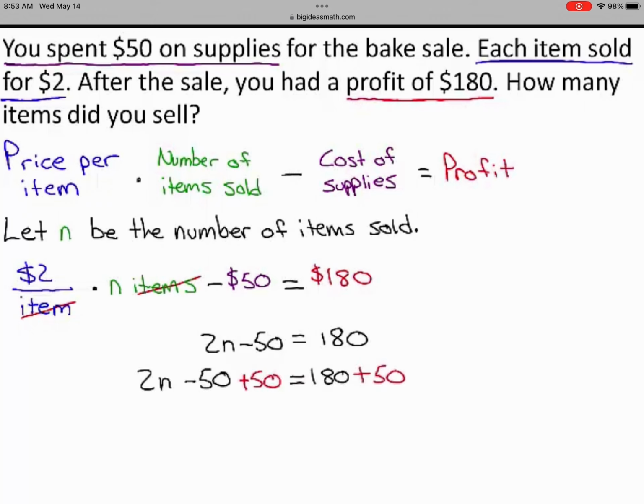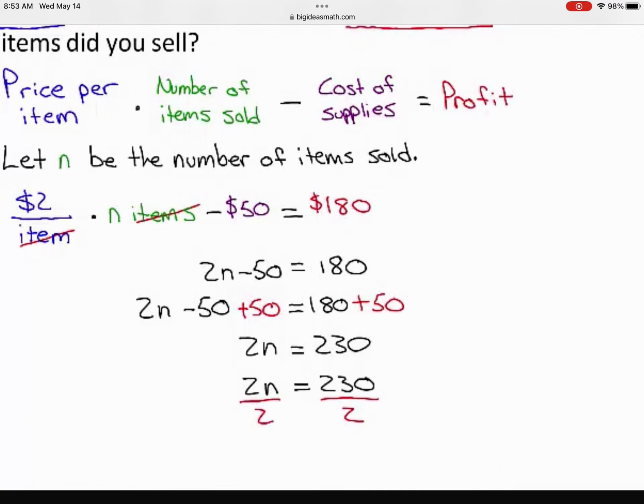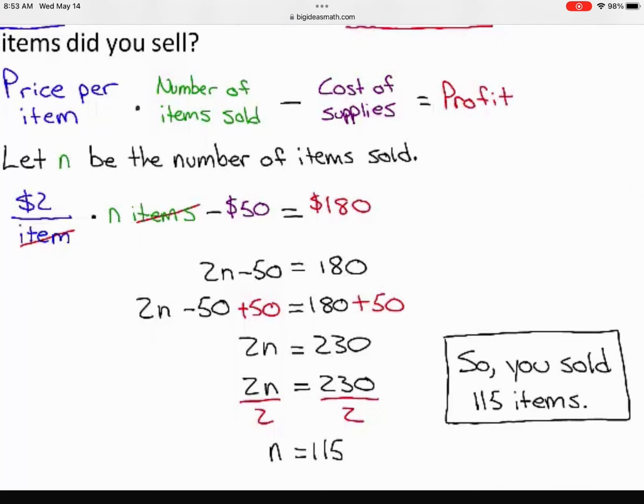Add 50 to each side of the equation to get 2n minus 50 plus 50 equals 180 plus 50. Because negative 50 plus 50 equals 0 and 180 plus 50 equals 230, 2n equals 230. Next, divide each side of the equation by 2 to get 2n divided by 2 equals 230 divided by 2. Because 2 divided by 2 is 1 and 230 divided by 2 is 115, n equals 115. So you sold 115 items.